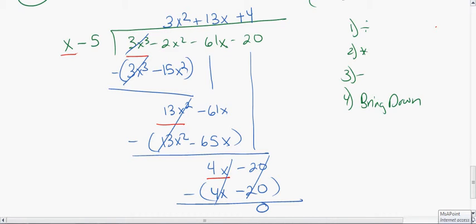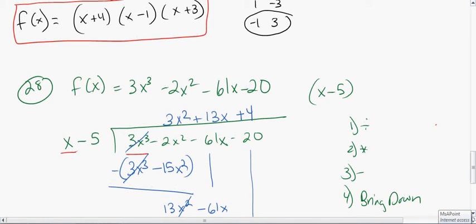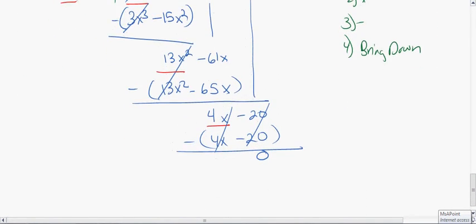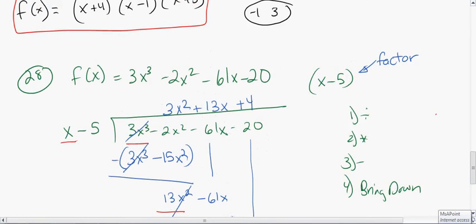And if I do not get a remainder of 0, and I know that they've told me that this is a factor, it will divide in, I can be sure that I've made a mistake in my division. So if I know that what I'm dividing by is a factor, I need to make sure I'm getting a remainder of 0. Remainder is 0. All right, now I've got one factor.